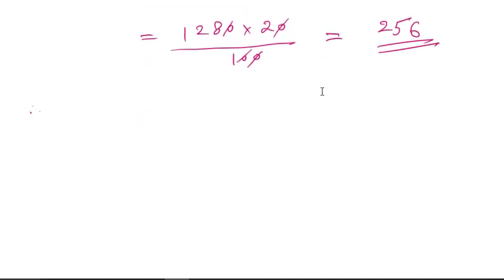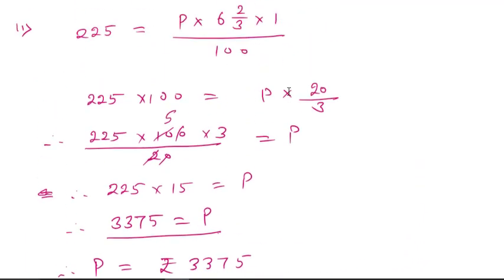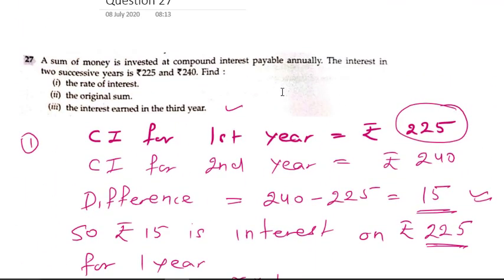So therefore, interest for third year is rupees 256. Okay. Now let us again see the problem, what is given and what we have to find out.